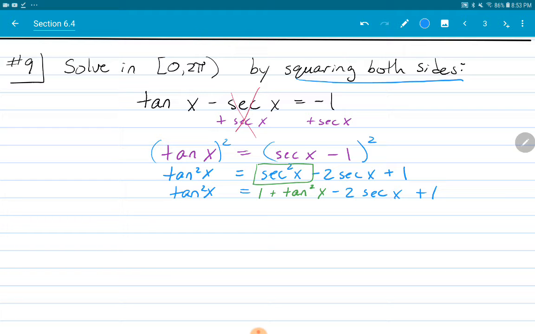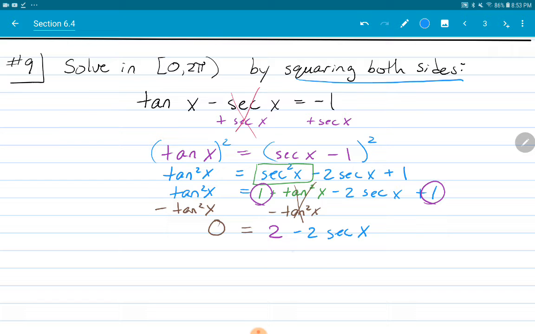And then I want to get rid of those tangents, because I can see now that I can combine those like terms. So if I have a tangent on both sides, I will just go ahead and subtract that. That's not a division bar, that's just underline. So I'll subtract that from both sides, so I'm left with, on the left, a 0. And on the right, these guys have canceled out. And I'll also notice that I can combine these like terms of 1 plus 1 and get 2. And then copy down that minus 2 secant of x.